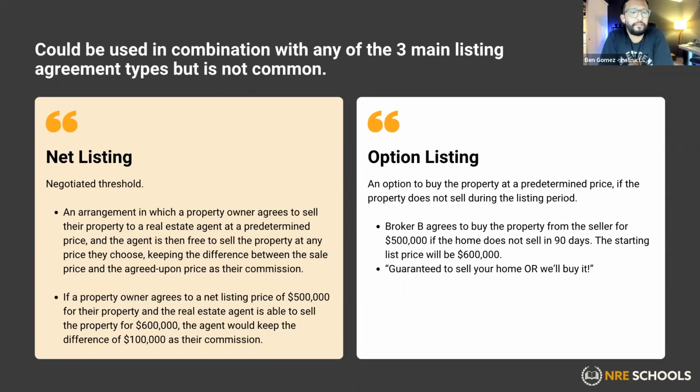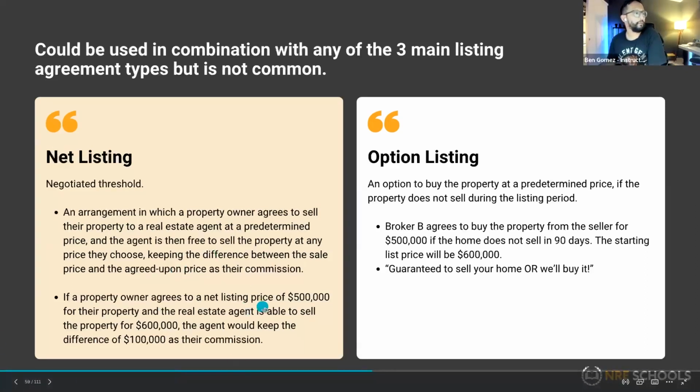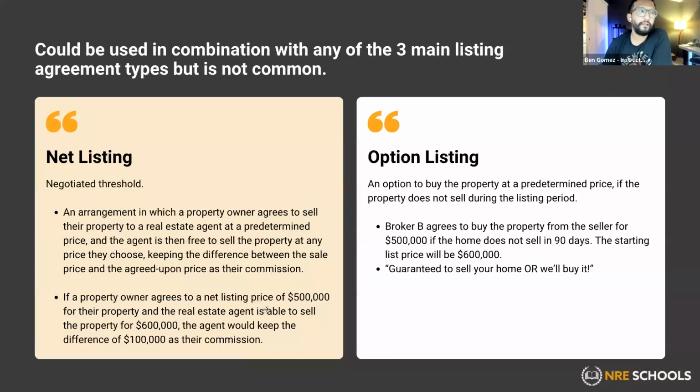A net listing is focusing on the net, the profit. So if I sell Carla's property for 800,000 and anything over 500,000, I get to keep, if I'm profiting 300,000, it's well worth it. If I were to do this net listing with Carla and the proceeds are only 501,000, how much of that do I get to keep? 1,000. That's it. Anything over that negotiated threshold, that's what a net listing is.